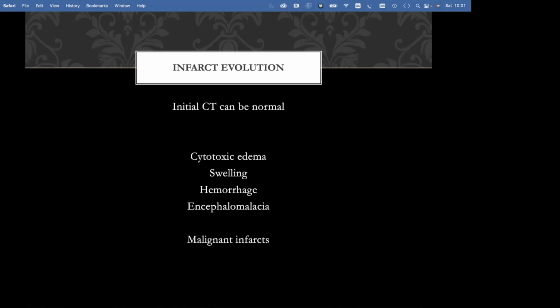And well, I'm going to touch on this term. Not everyone likes this, but I think it's reasonable to talk about malignant infarcts. These are infarcts where the edema is so substantial that it leads to elevated intracranial pressures and can lead to brain herniation and death.